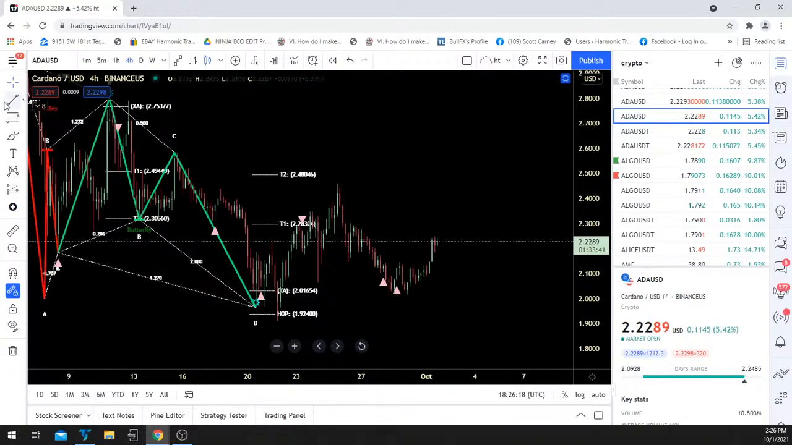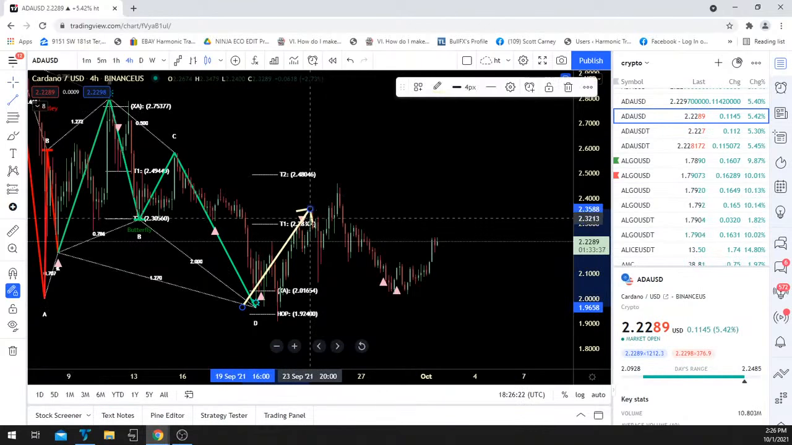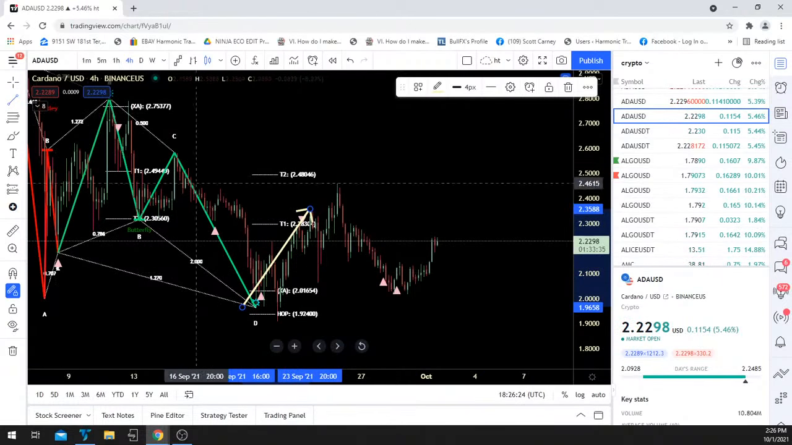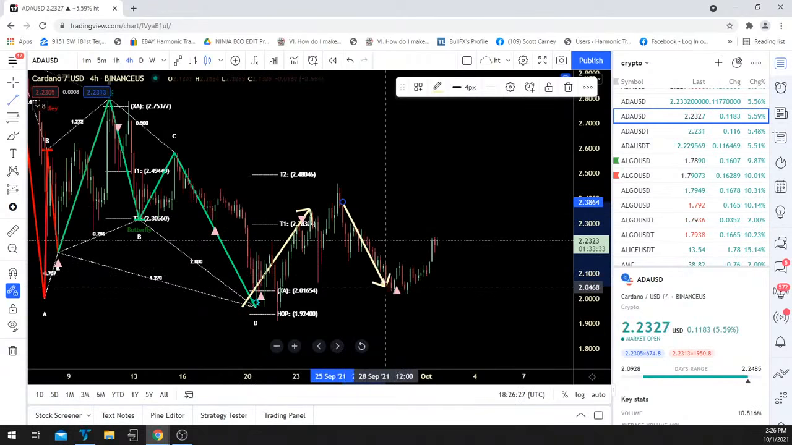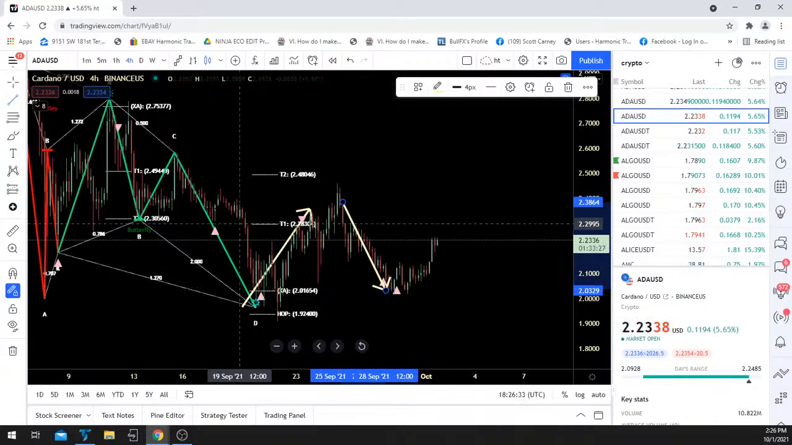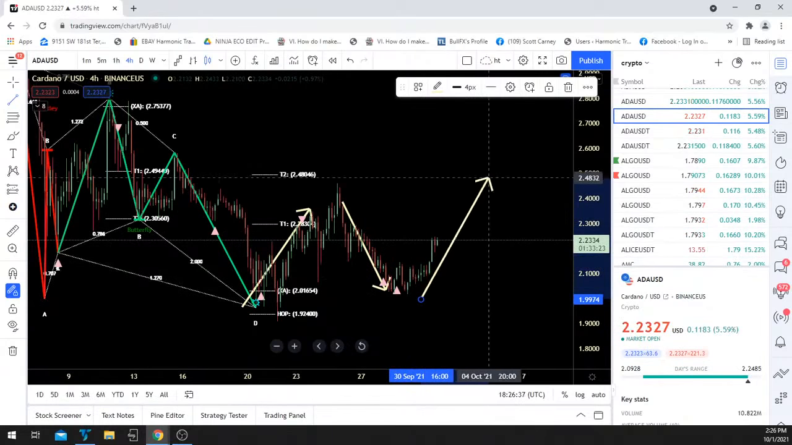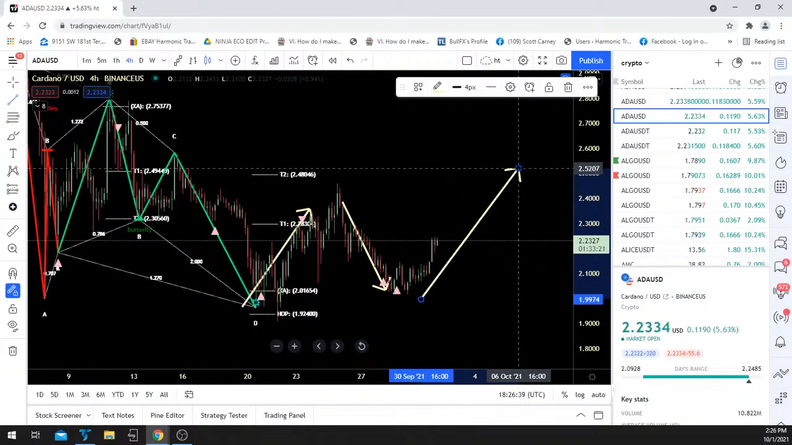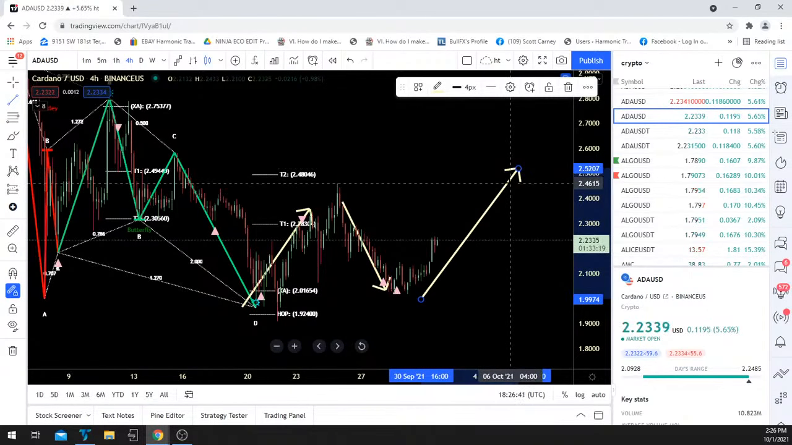This is on a 4-hour chart. There's your reaction up to target 1. Now, tough to see on this, but it came right back down to the XA at 2.01, clipped it, and that should get you going up to this target 2 at a minimum. Target 2 is 248.